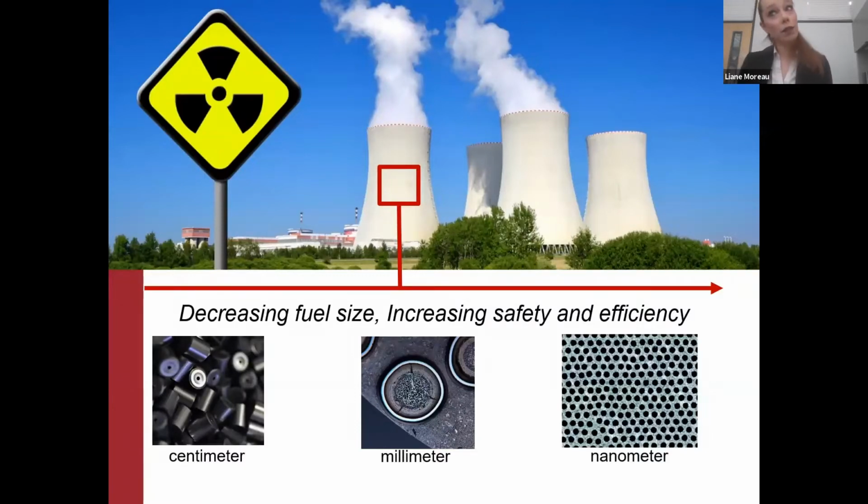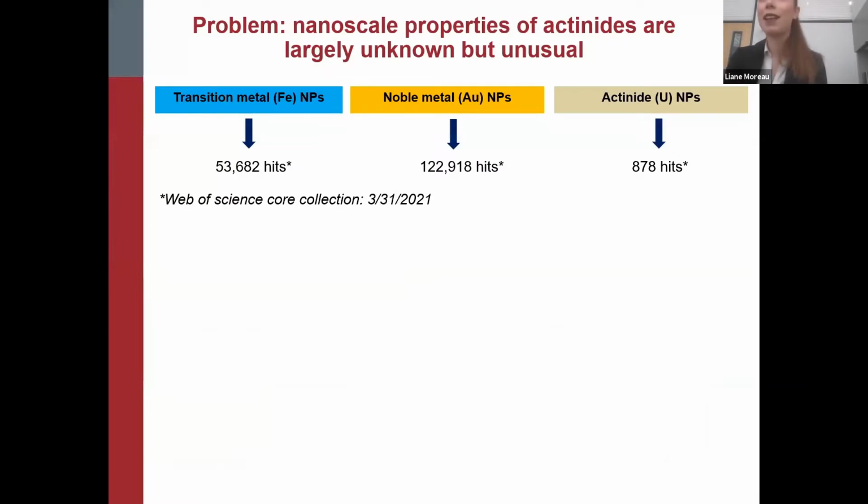Additionally, if we look at the back end of the nuclear fuel cycle and what happens if we had some sort of contamination event within the environment, it turns out that uranium has a tendency to travel as colloids. So understanding what happens with nanoscale uranium is also important from that aspect. Unfortunately, as I mentioned, there's not a lot of work that has been done in this area. If we look overall at nanotechnology, which has been such a buzzword for the last couple of decades, actinides have really been left out of this mix.